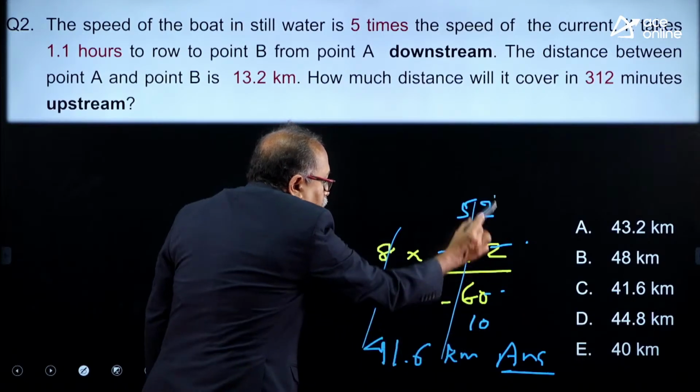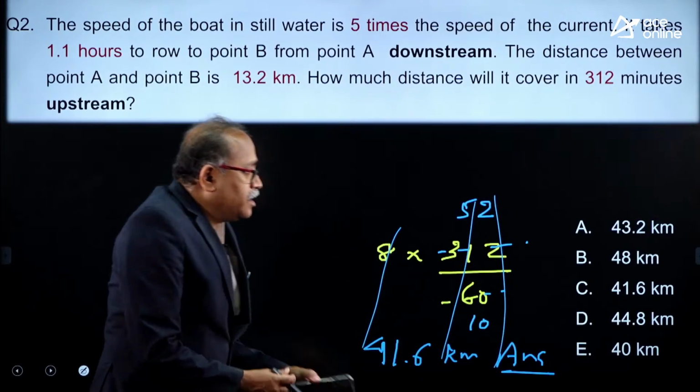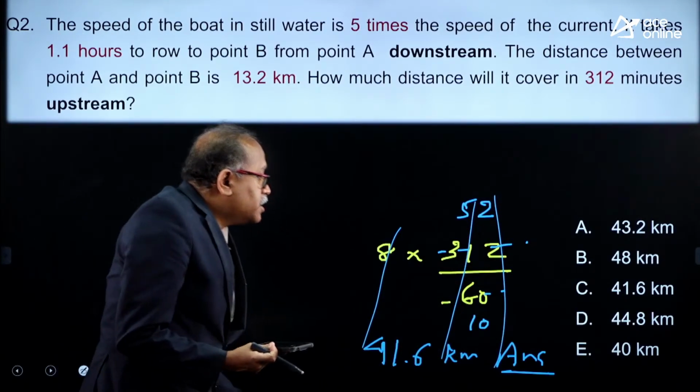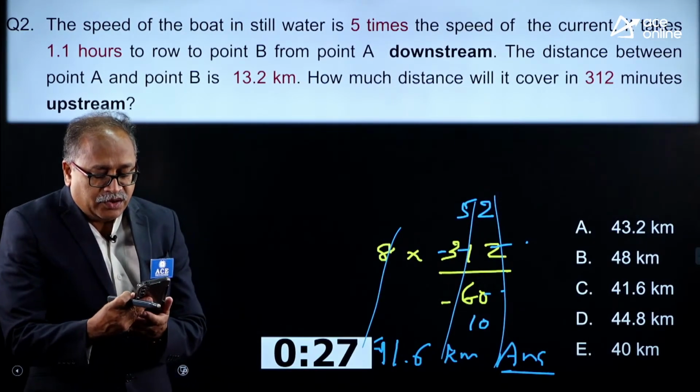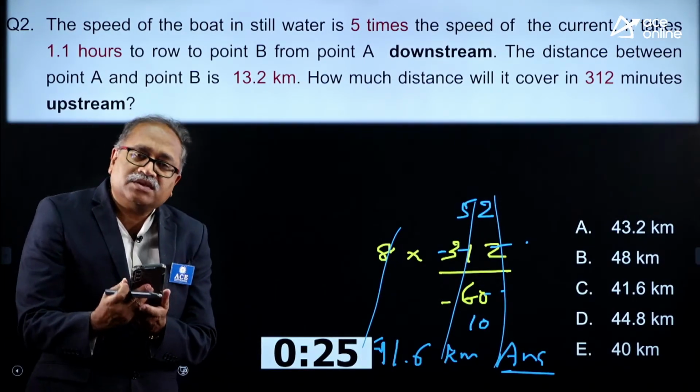Ignore all this writing, and your 30 seconds starts now. You will learn some or the other thing.